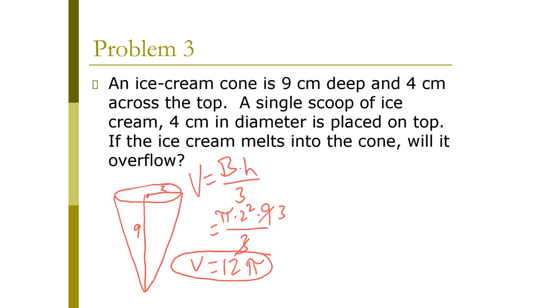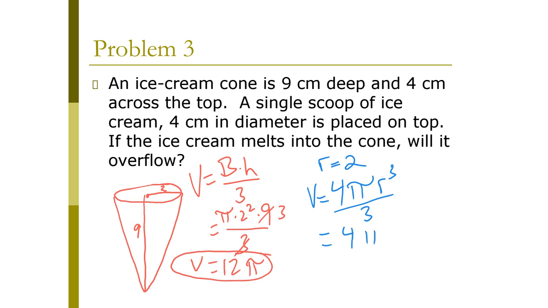Let's find the volume of our sphere now. The diameter is 4, so that means my radius of the sphere is 2. And my formula is volume equals 4 pi r cubed over 3.